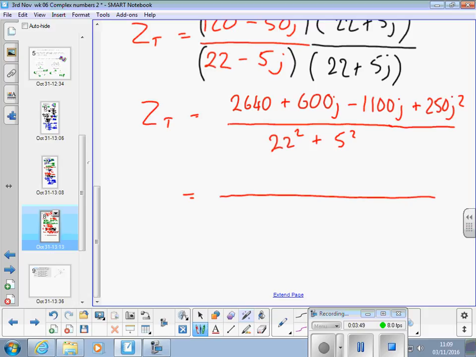What happens with this plus 250J squared? J squared is minus 1, so it ends up as a minus 250. You've got to take 250 off that. 2390 minus 500J on the top, all over 500J.